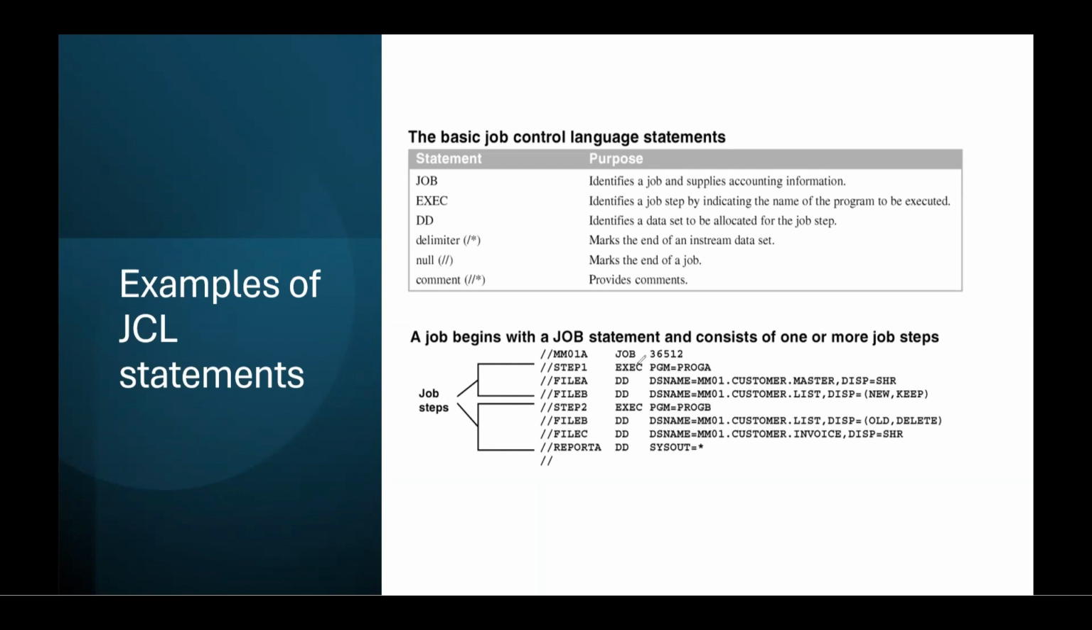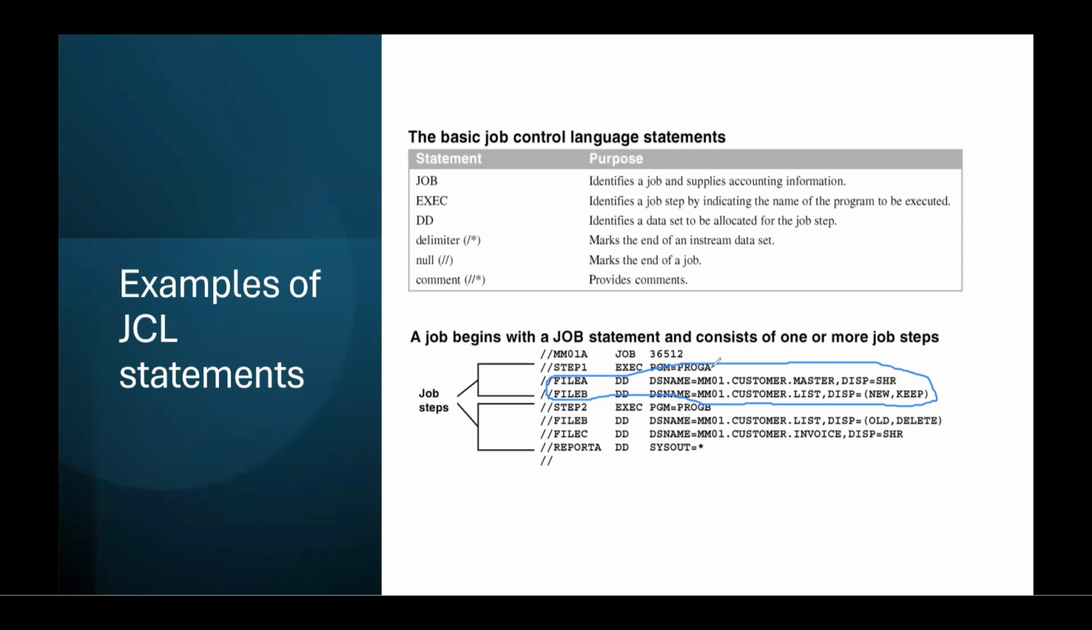So in this example, as you can see, for this program A, we are having two DD statements. That means we are having two files, file A and file B, as DD statements. For example, input for this program or the output for this program. And this is the file name. So we are having customer master or we are having customer list. All that information, or the DD statement, means the file that will be used in the program.